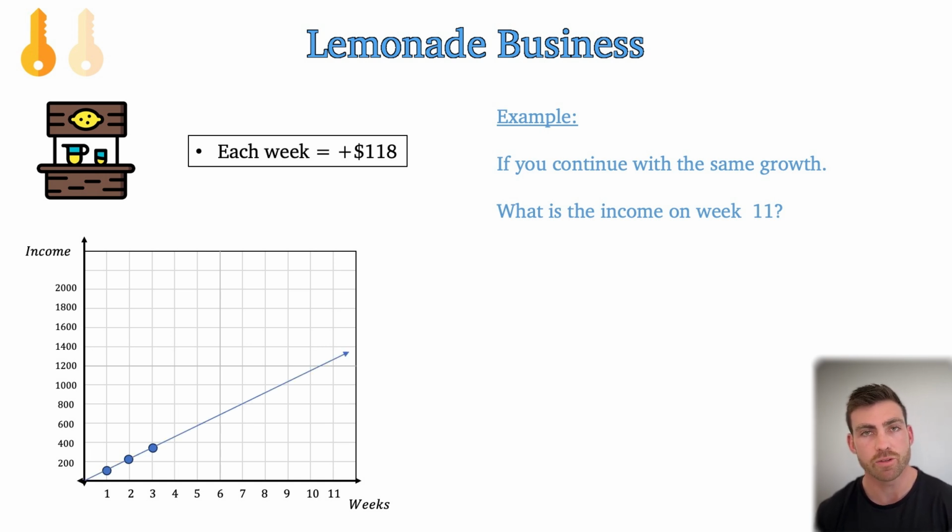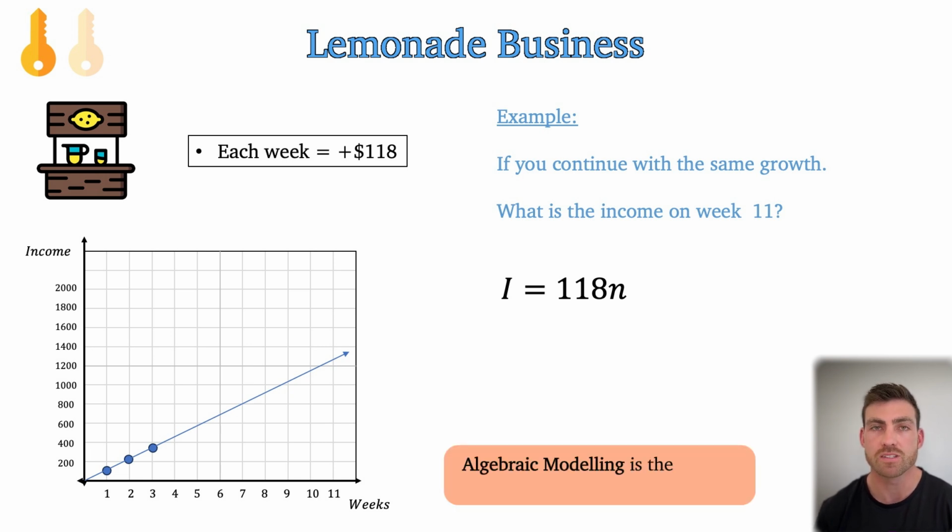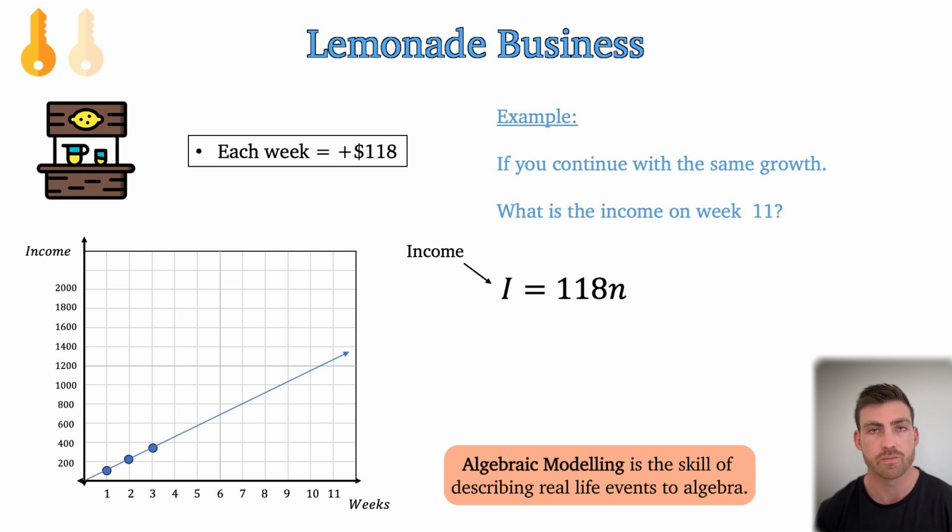Now we could slowly record each day's income, or we could use algebra to approximate and predict what will happen in the future. Algebraic modeling is the skill of describing real-life events with algebra. So when we describe this pattern with algebra, the I represents the income value and the N represents the number of weeks.